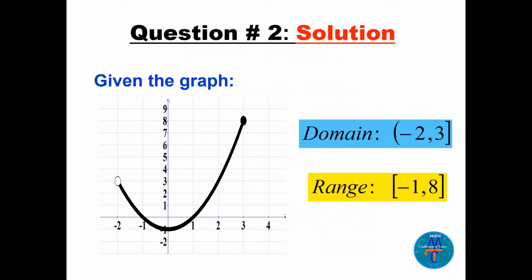As we can see, remember, domain refers to the values of the x. Open at minus 2, because at this value of x it is a hole. This is a solid, closed point. So from minus 2 until 3. See, this is the domain: open at minus 2, closed at 3. That's the domain, the values of x. Now the range goes from minus 1 closed until 8 closed. So it will take all the values of y from minus 1 until 8. That's the range.